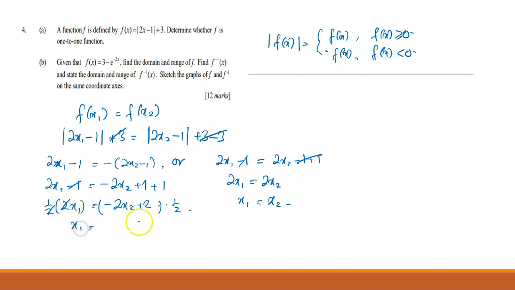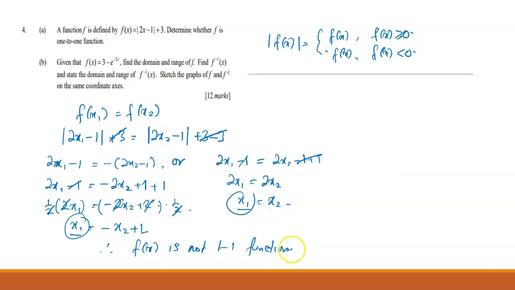So then x1 equal to, now become negative x2 plus 1. Okay, so class, x1 equal to x2 and x1 equal to negative x2 plus 1. So with one value of x1, there are two values where x1 is equal to x2 and negative x2 plus 1. So the conclusion here, f(x) is not a one-to-one function. There you go.